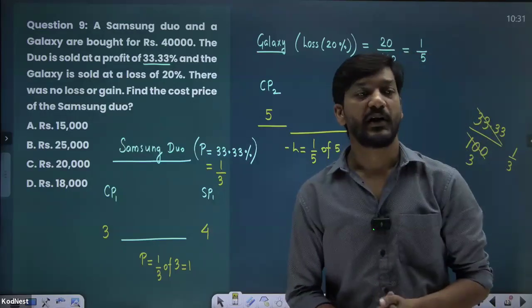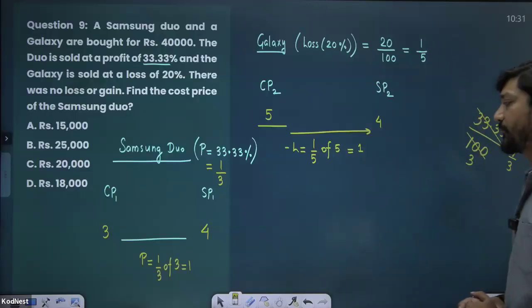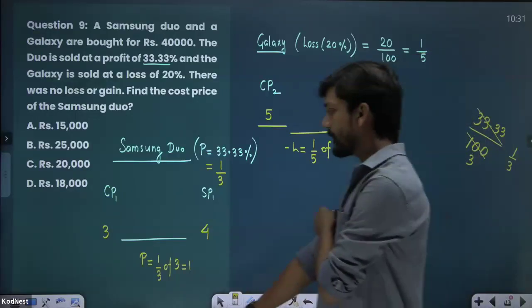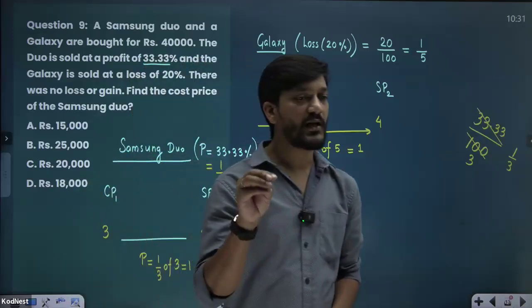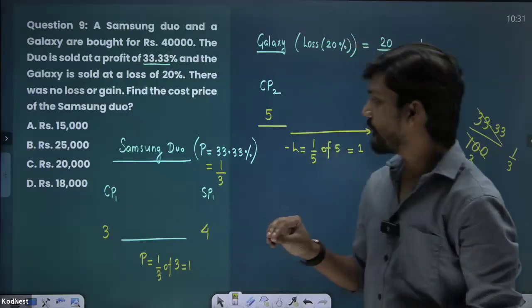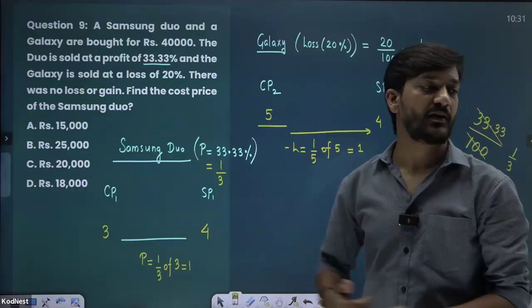My dear, right now these are temporary values. Please carefully see the question. In the question, have they given something which is the same for Duo and the same for Galaxy? Please answer.